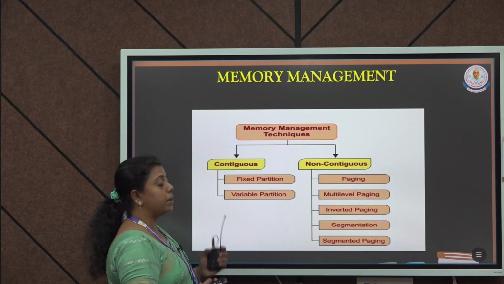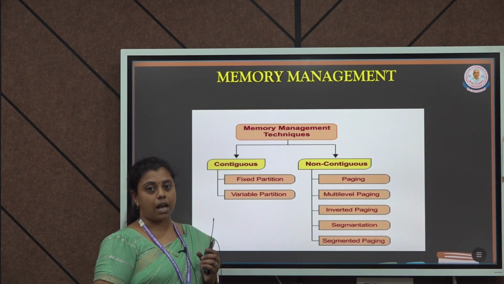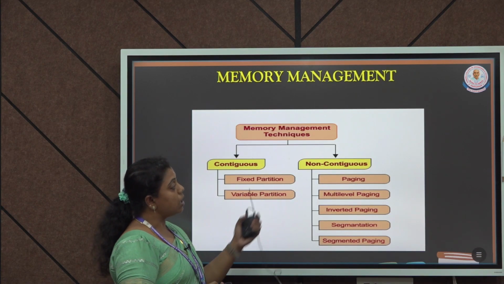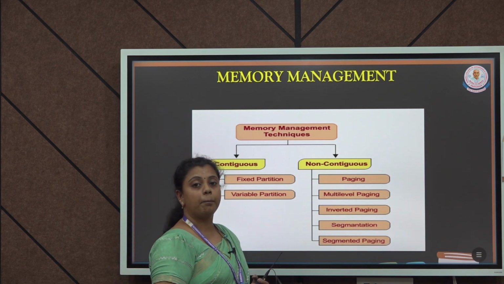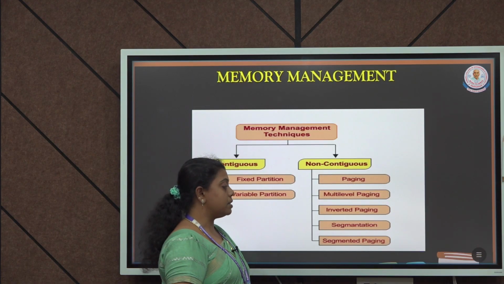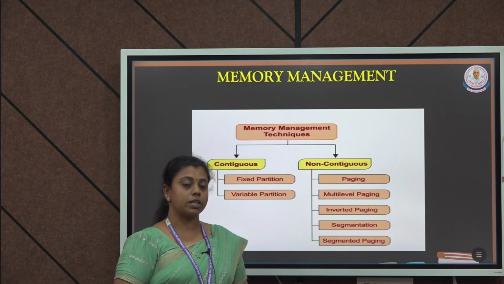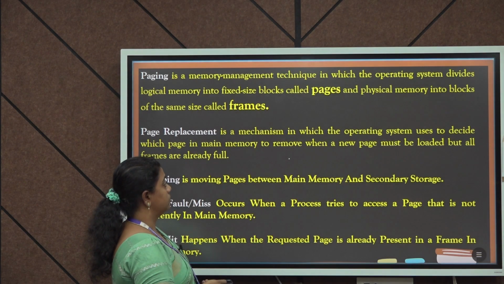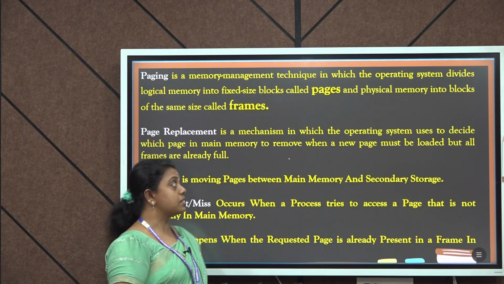Contiguous memory allocation is again divided into fixed partition or static, and variable partition or dynamic. Non-contiguous memory allocation is divided into paging, multi-level paging, inverted paging, segmentation and segmented paging. In today's class we are going to focus on paging. Before that, we have to know some terminologies.